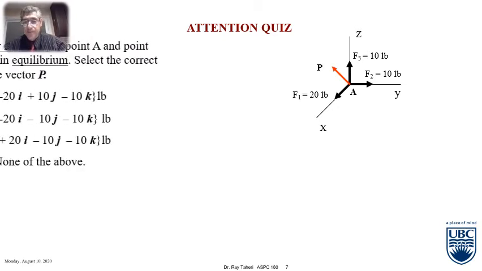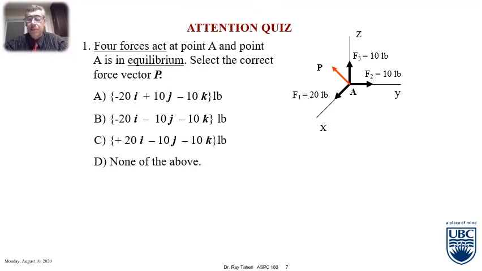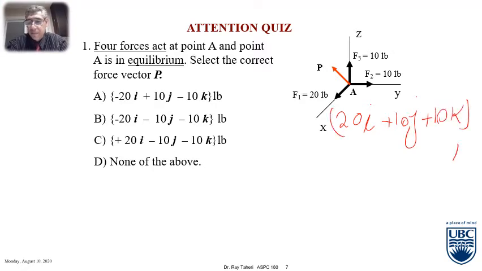A simple quiz. The question says there are four forces acting at point A and these are in equilibrium, select the correct P. So you can see that obviously here we have F1, F2, F3, and the summation of them is a force that has 20i plus 10j plus 10k pounds. The force P, if you want to counteract, has to be negative, negative, negative. And I can see that the answer should be this answer.